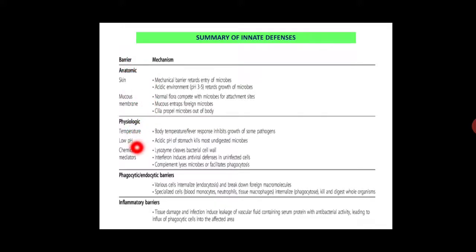Temperature, low pH, and chemical mediators are physiological barriers. Phagocytic barriers are specialized cells like monocytes, neutrophils, dendritic cells, etc., while inflammatory barriers induce a cascade of events that lead to the influx of phagocytic cells. Now let's learn about anatomic barriers.